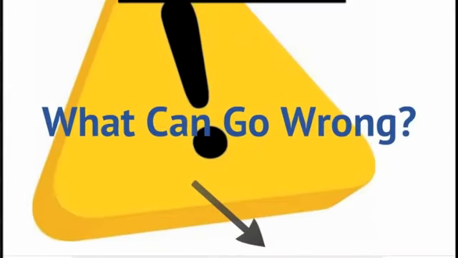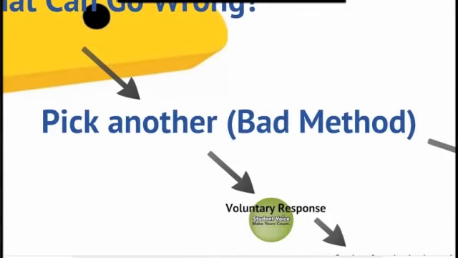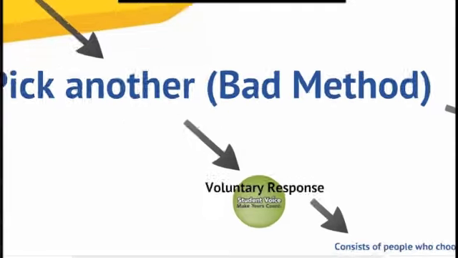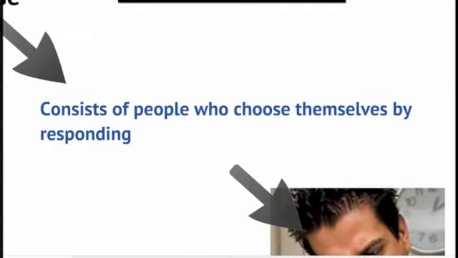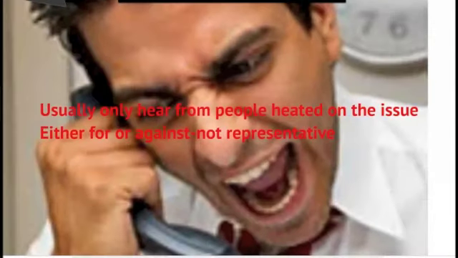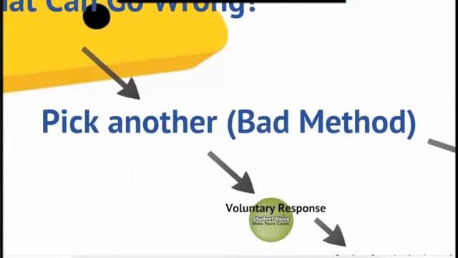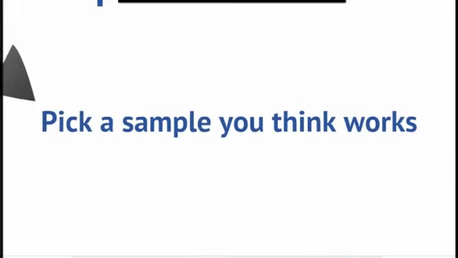Alright, so what can go wrong by taking a sample? Well, if you pick a bad method, like a voluntary response, in which you just let people choose themselves by responding. The problem with this is you usually only hear from people heated on the issue, either for or against. It doesn't represent everybody. You're just going to hear the people that are really adamant about it or really against it. Another bad method is a convenience sample, where you pick a sample that you think works.